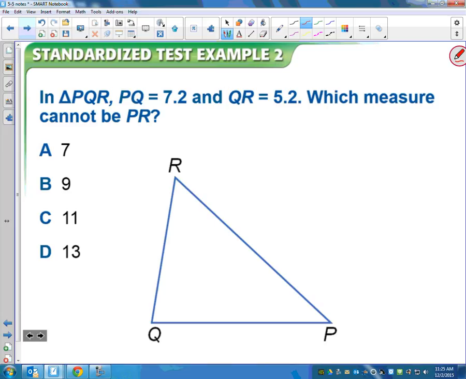It says in triangle PQR, PQ equals this and QR equals this. Which measure could not be PR? So which one would not work to make the triangle?